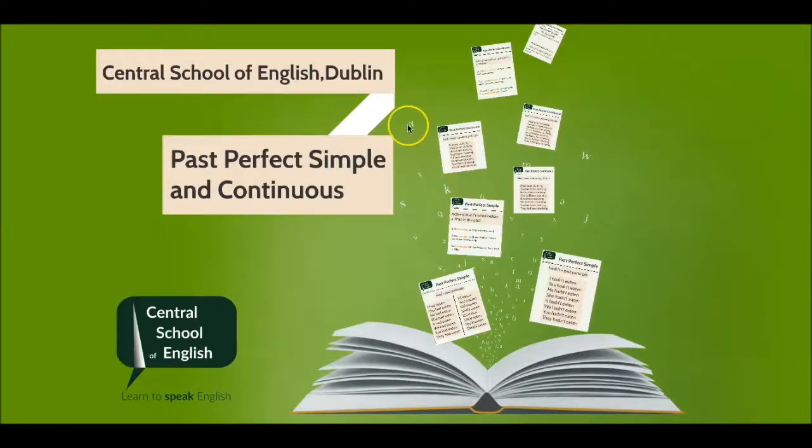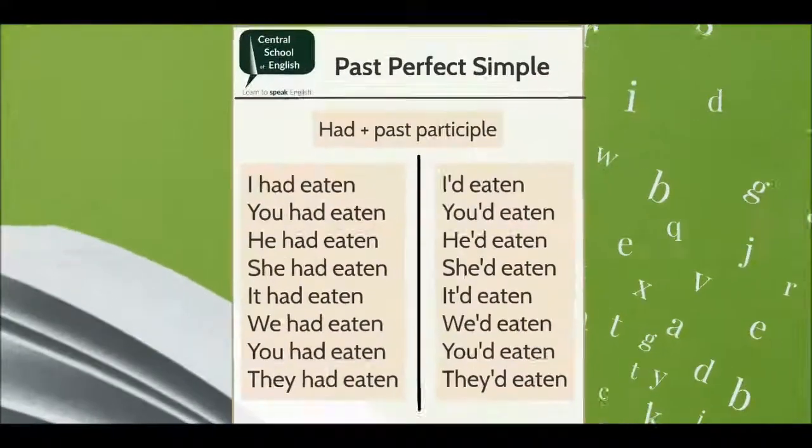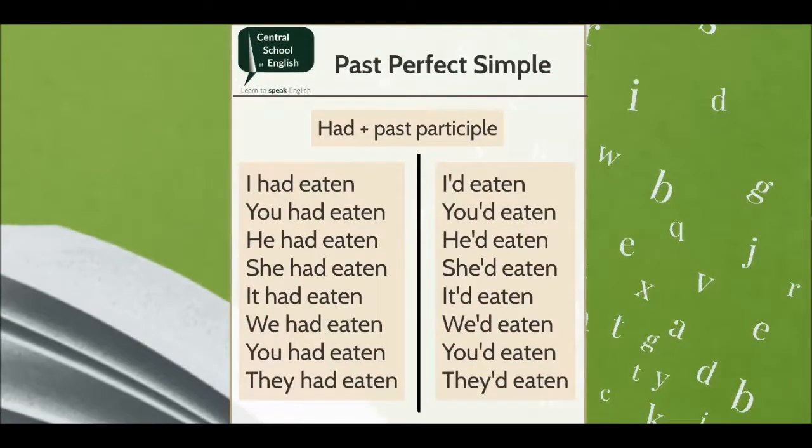In this video, we will learn how to use the past perfect simple tense and the past perfect continuous tense. We form the past perfect simple tense by using the past simple of the verb to have plus the past participle of a main verb.